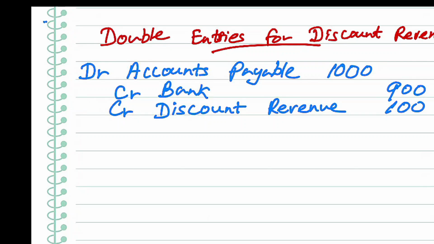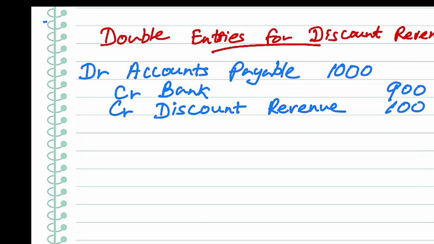So we debit the accounts payable. Let's say we had to pay the accounts payable $1,000, and we are settling this in 7 days, where the accounts payable gives us a 10% discount. So we get 10% off, where we pay only $900, and our discount revenue is gained by $100. So you credit the discount revenue, as revenue increases. Bank is an asset that decreases, so credit. Accounts payable is a liability that decreases, so debit.